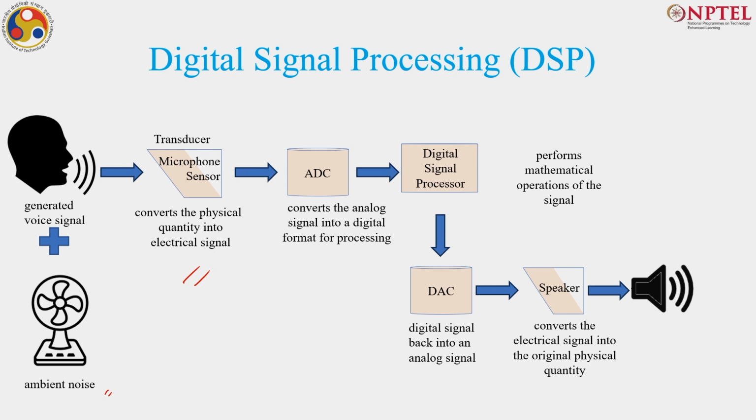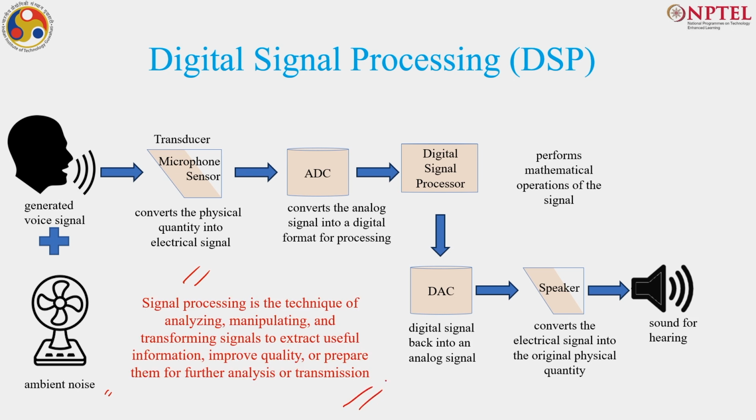And this is typically what I expect in a classroom setting, where I will use a microphone and there will be a DSP processor which will actually remove all the background noise, and in the speaker the student should be able to listen to very crystal clear audio. So, this process is signal processing, where we analyze, manipulate, transform signals, and we want to extract useful information, improve quality, and prepare them for further analysis or transmission.